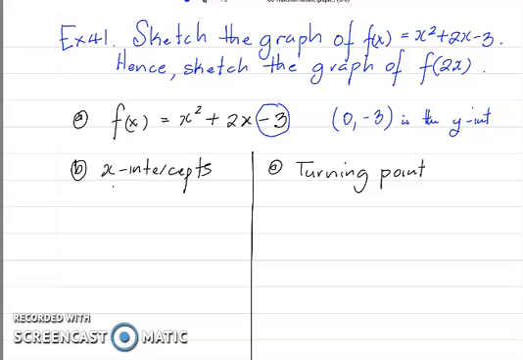Let us determine the x-intercepts. The x-intercepts are where the graph cuts the x-axis. To find the x-intercepts, I must solve the equation x squared plus 2x minus 3 is equal to 0. When I solve this equation, I'm going to get the roots of the function, and the roots of the function are the values of x for which f of x is equal to 0. Now, the roots of the function are the x-intercepts.